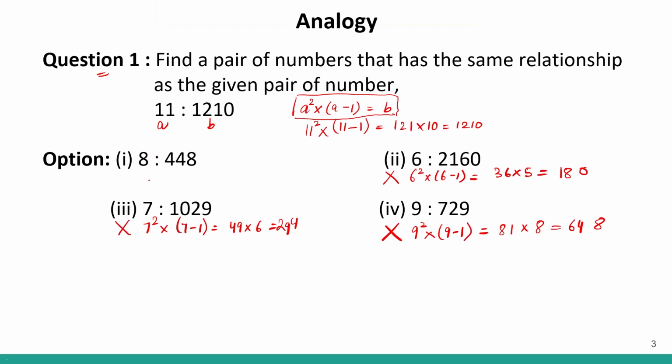Let us check for 8. 8 square into 8 minus 1. So 8 square is 64 into 7. Now 4 7s are 28, 2 will be carried. 6 7s are, sorry, 42, and plus 2 will give me 44. So over here, the logic follows. Therefore, the answer will be option number 1: 8 is to 448, because it bears the same relationship which is given over here. Okay, now let us come to question number 2.